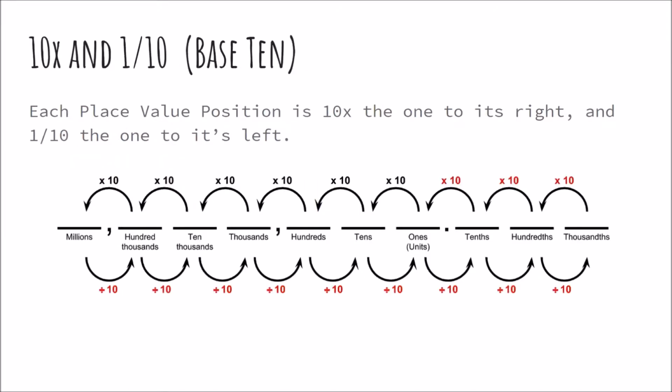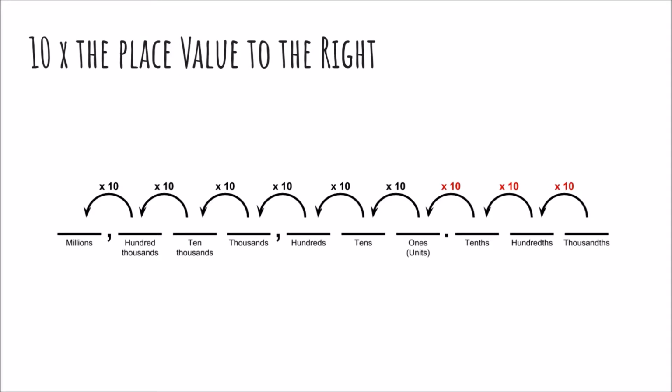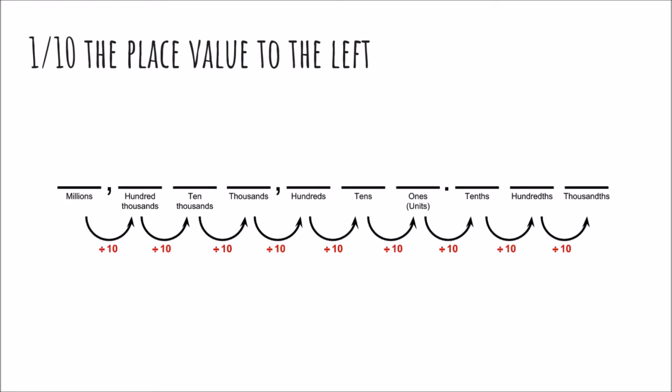Each place value position is 10 times the one to its right and 1/10 the one to its left. If you look at any individual place value, you can see that it is worth 10 times the place value immediately to its right. For instance, our tens place is worth 10 times as much as our ones place. Same is true in the opposite direction. There is a relationship with the number 10.